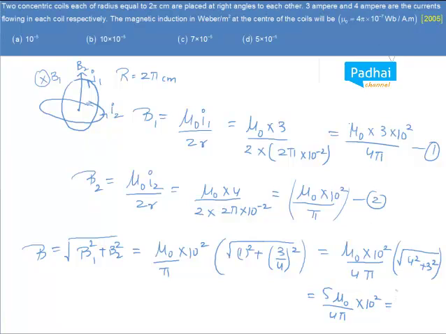We are given the value of mu naught also over here, so we can put the value of mu naught, which will be 4 pi. So 4 pi will cancel out. 5 into 10 raised to the power of 2 into 10 raised to the power minus 7, because mu naught is 4 pi into 10 raised to the power minus 7. So this will be equal to 5 into 10 raised to the power of minus 5 Weber per meter square. So that means D option is correct.